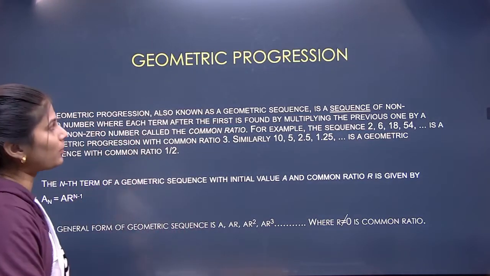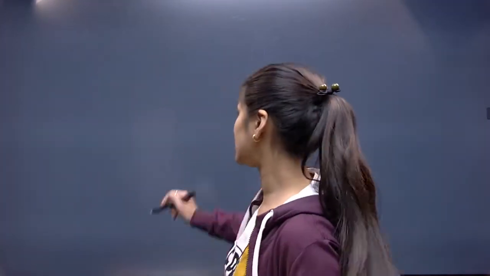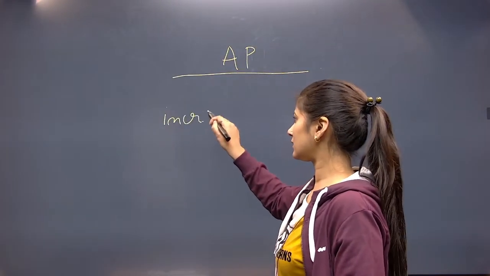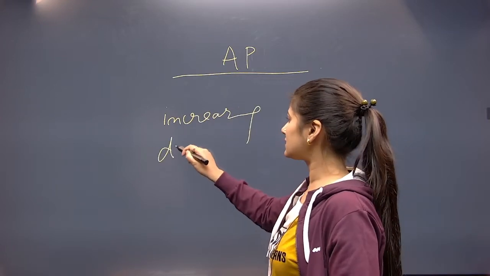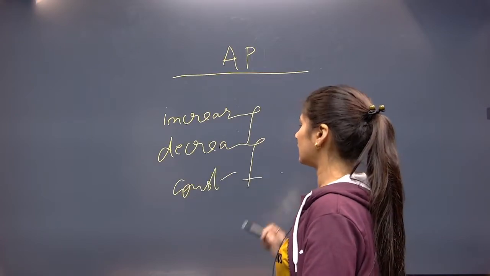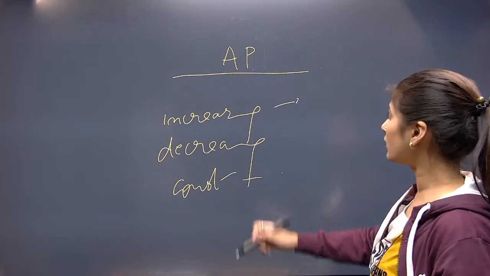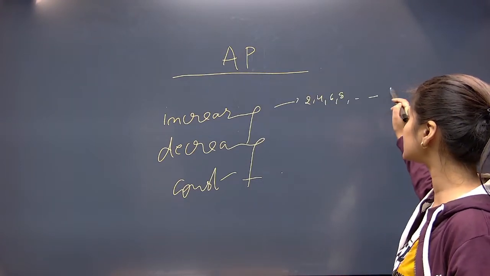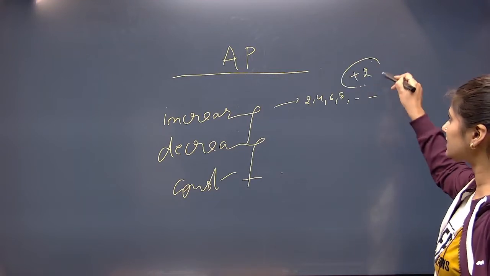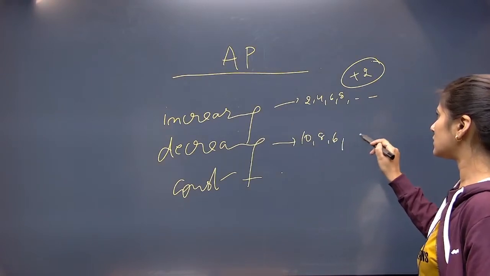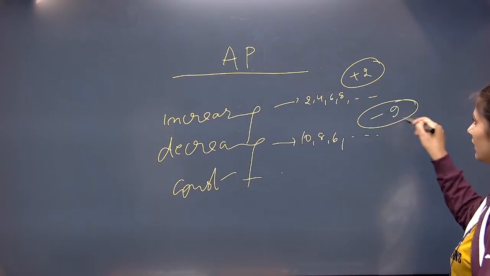Let's move on to the next topic, that is geometric progression. Before that, I need to tell you something. Arithmetic progression can be of 3 types. It can be increasing, it can be decreasing, and it can be constant. We know about the first 2. If I talk about an increasing AP, it will be 2, 4, 6, 8. It is increasing since we are adding 2 every time, isn't it? Now it can be decreasing, like 10, 8, 6. So what we are doing is subtracting 2 every time.